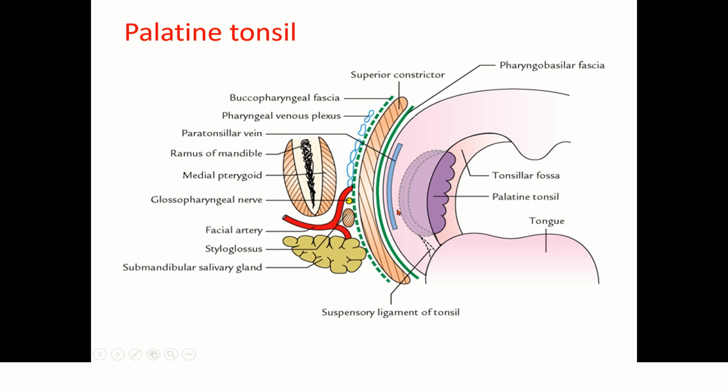So this will be the lateral surface: peritonsillar space with paratonsillar vein, pharyngobasilar fascia, superior constrictor, buccopharyngeal fascia with pharyngeal plexus of nerves and vessels, styloglossus muscle, glossopharyngeal nerve, medial pterygoid, and mandible.